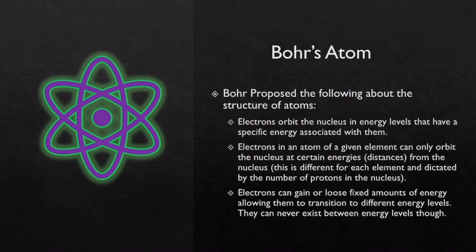So Bohr proposed the following about the structure of atoms. He said that electrons orbit the nucleus in energy levels that have specific energies associated with them. And what this means is that in order for an electron to occupy a specific energy level in an atom, it just has to possess a certain amount of energy to be there.